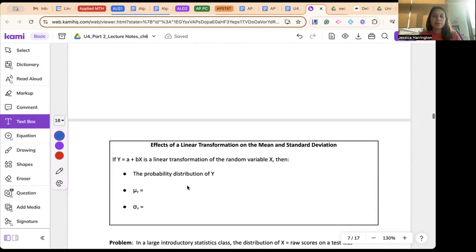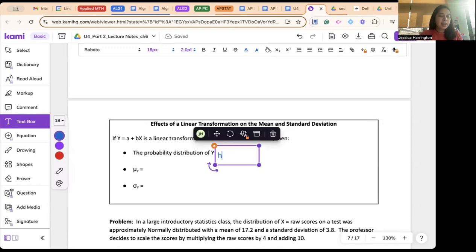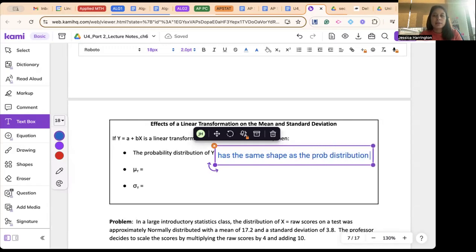Okay. Now, let's talk about linear transformation. So this is kind of just putting all the things we talked about on the last page into a formula. So it says if y equals a plus b times x, which is a formula we're all familiar with right now, right? So that's a linear transformation of the random variable x. You're multiplying by b and then you're adding a. Then the probability distribution of y has the same shape as the probability distribution of x, right? There is no change in the shape.